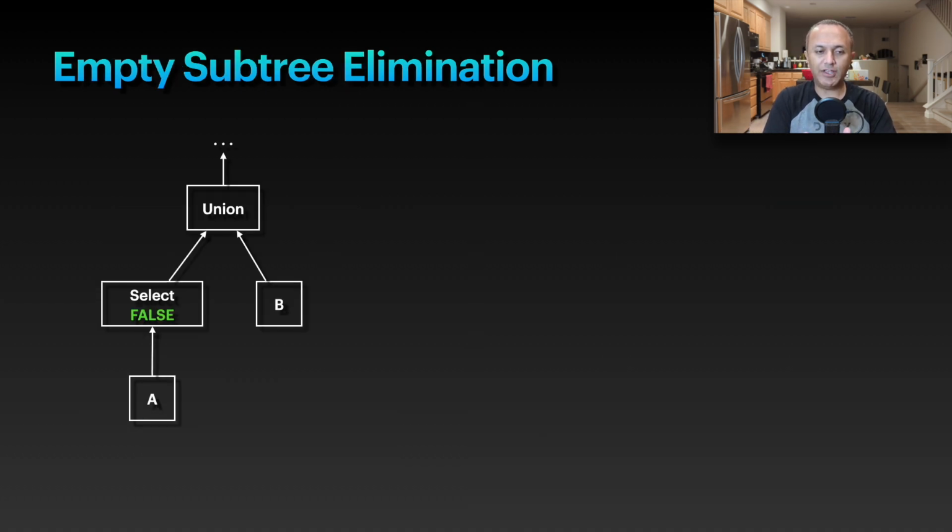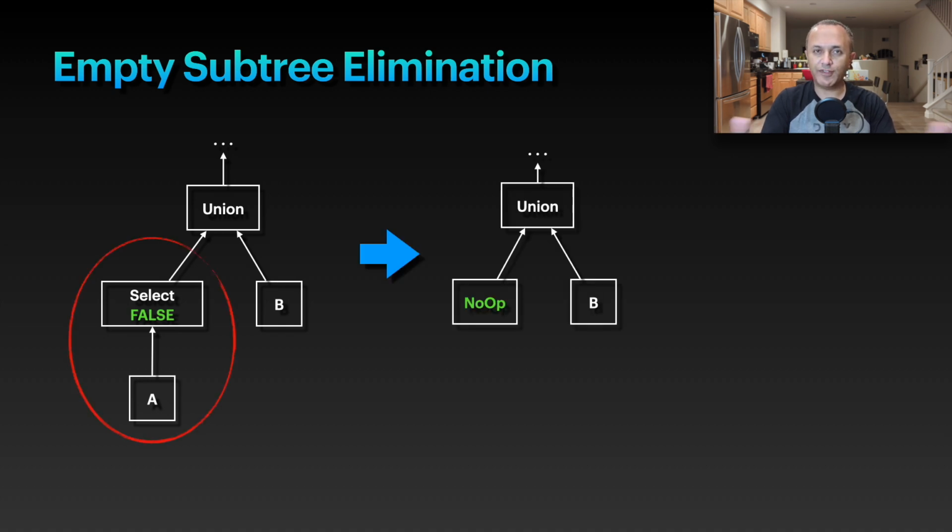So another transformation is empty subtree elimination. If we have a plan like this that has a union with two inputs, and one of the inputs has a select false, this means that this left branch on top of A, nothing is ever going to satisfy this, so it is going to produce 0 rows from this side. So we can replace this with just a no-op operation that produces empty results. We can do a further transformation even: a union of B and something that produces 0 results is basically just B. So we can simplify the plan in different ways.